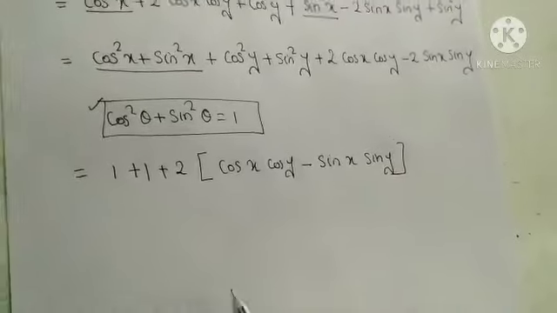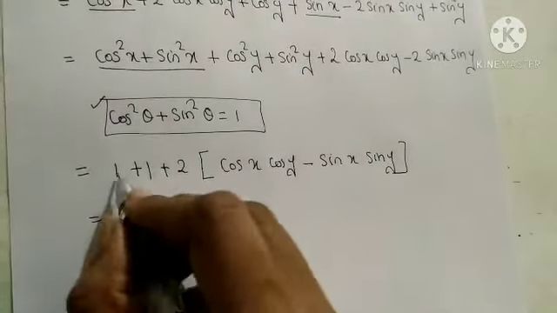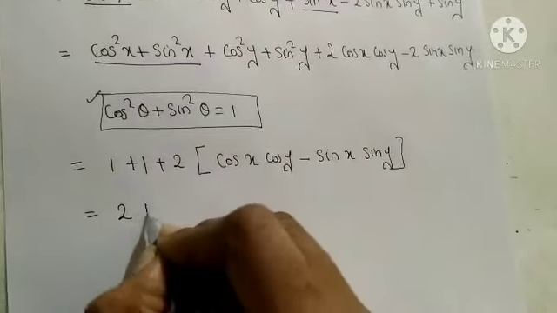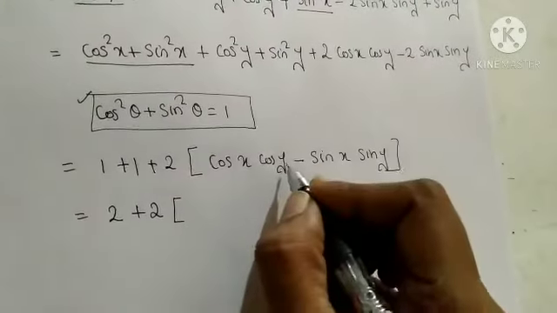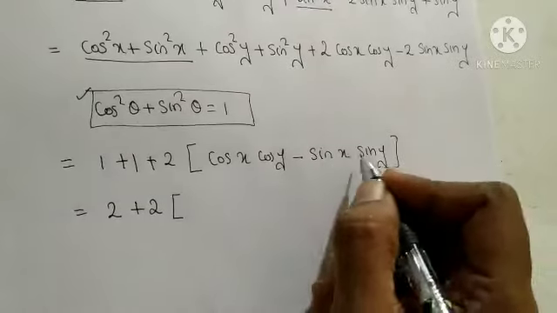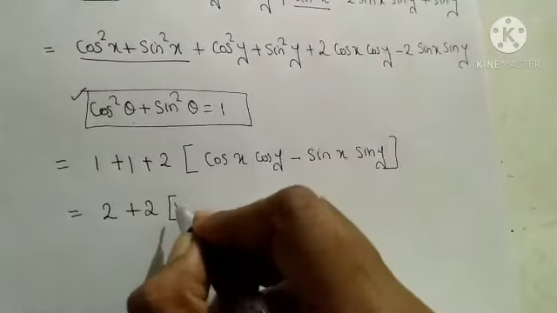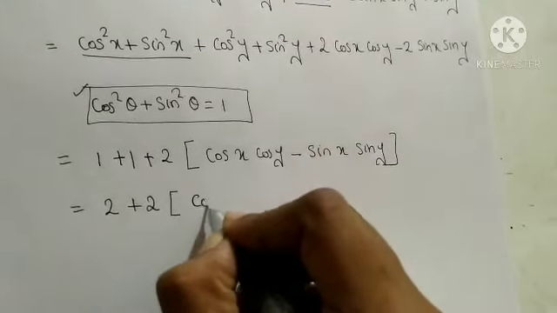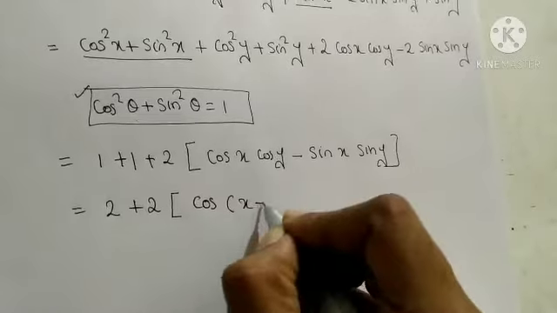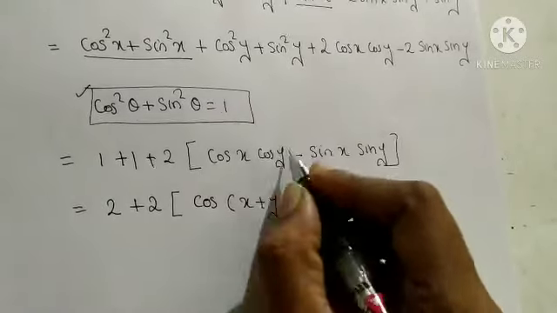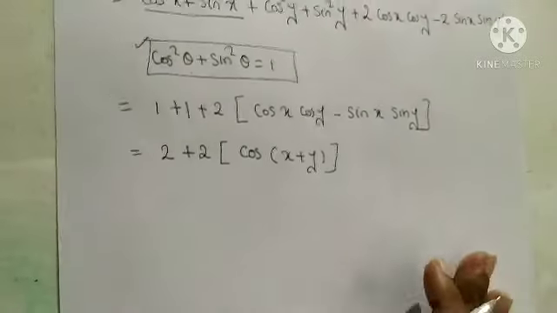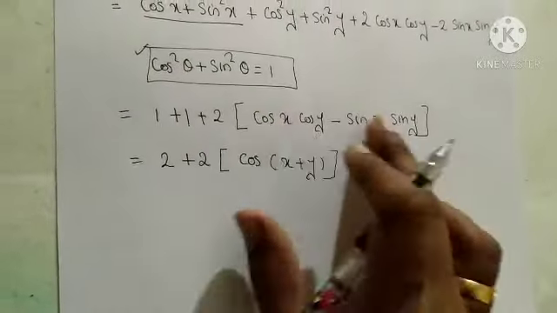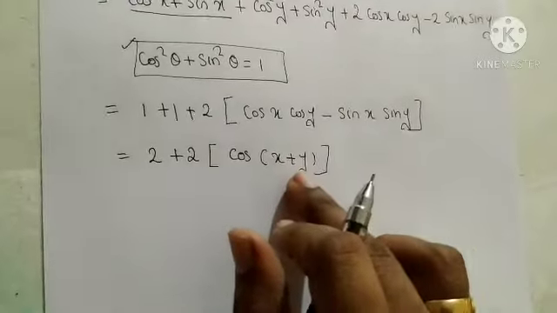Okay, so in the next step, 1 plus 1 will become 2 plus 2 into, this is cos x cos y minus sin x sin y, which is equal to cos x plus y, right? This is the formula of cos x plus y. So in the next term, I'm going to replace the whole term by cos x plus y.